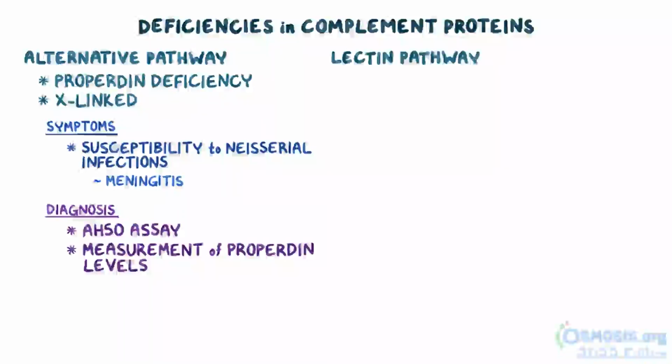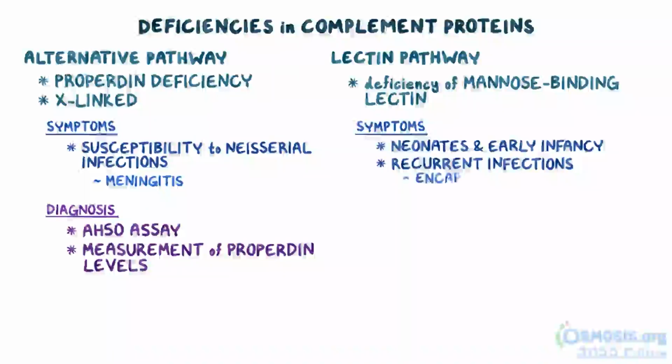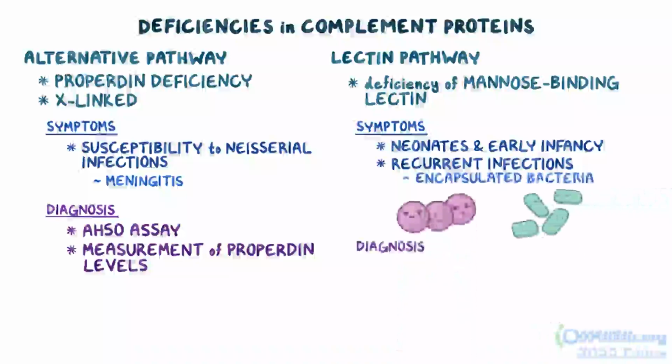Finally, lectin pathway deficiencies mainly include deficiency of the mannose-binding lectin. This presents in neonates and early infancy with recurrent infections, especially with encapsulated bacteria. Diagnosis relies on low levels of mannose-binding lectin, or MBL, in the blood.